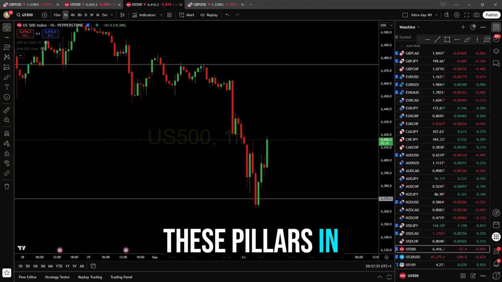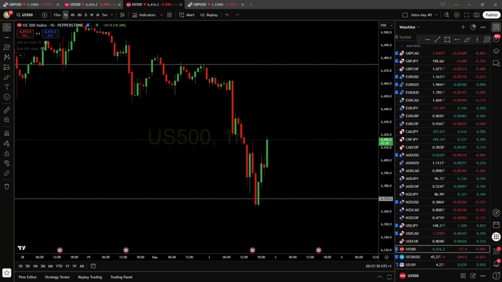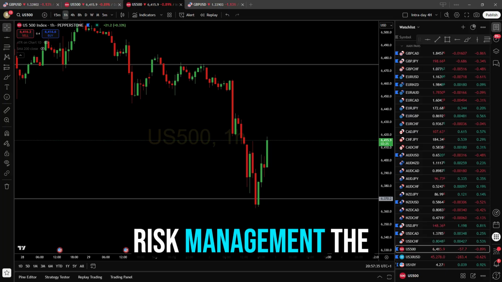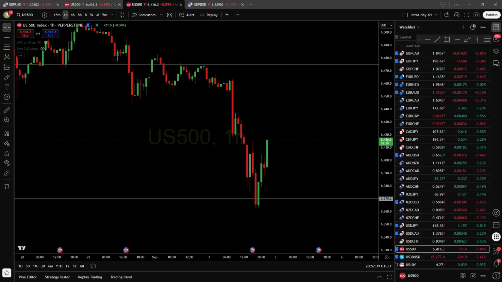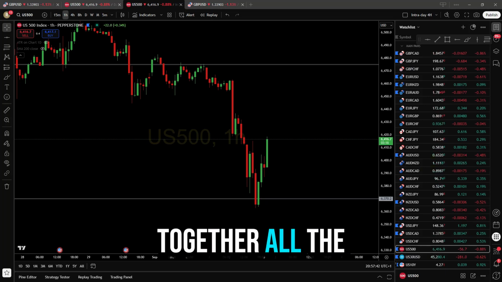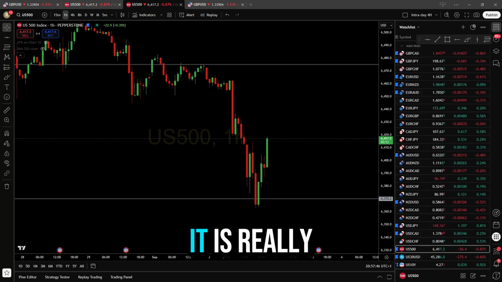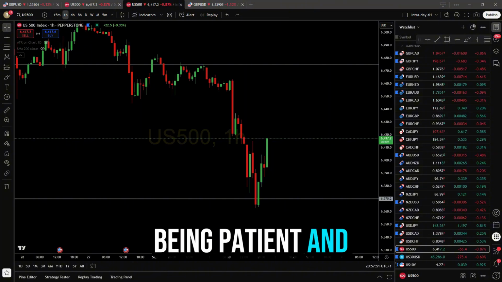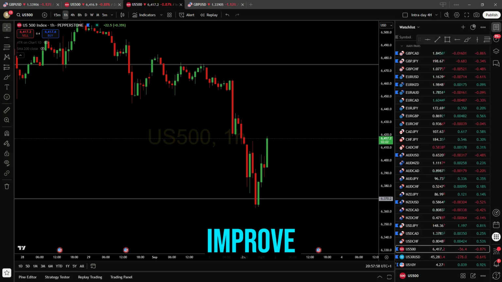to have all these pillars in place all the time: the edge, the execution, the risk management, the psychology, and emotional control. You need to keep them together all the time while you're active in the market. It's hard. It is really hard to get to that level. Once you're there, and you know that being patient and sitting on your hands and doing nothing is the key, then that's where things start to improve.